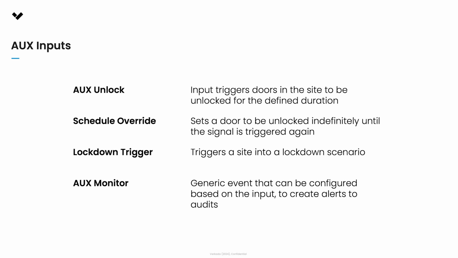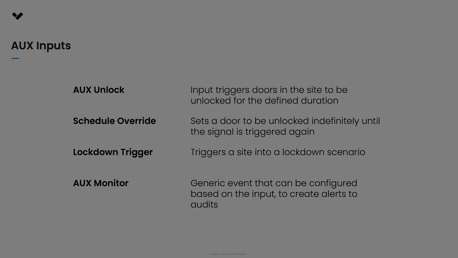AUX unlock, or the ability to have an input trigger any number of doors in the site to be unlocked for the defined duration. Schedule override, similar to our double badge feature, will set a door to be unlocked indefinitely until the signal is triggered again. Lockdown trigger, an input that operates similar to a panic button to trigger a site into a lockdown scenario. AUX monitor, a generic event that can be configured based on the input. This event can be used to create alerts or audit occurrences.